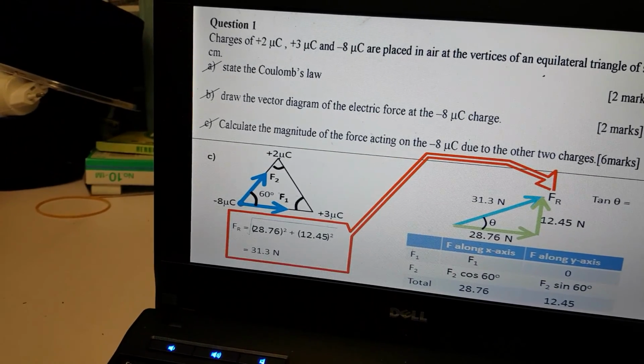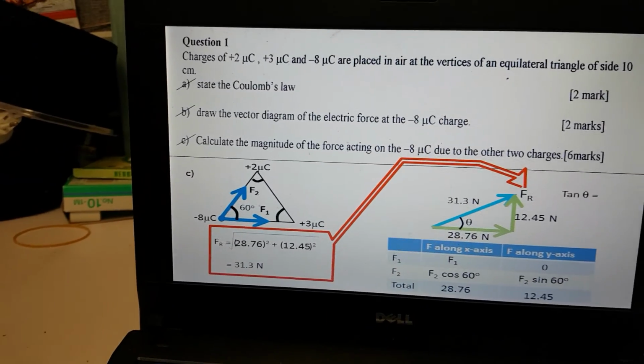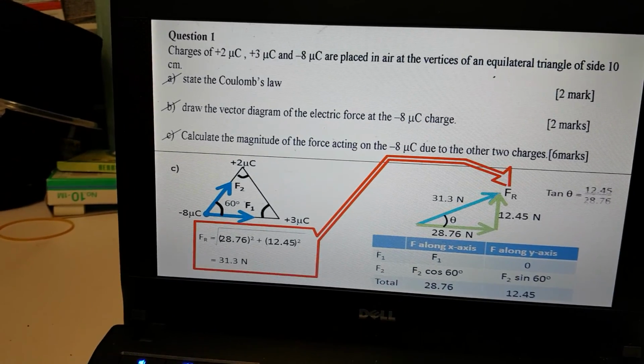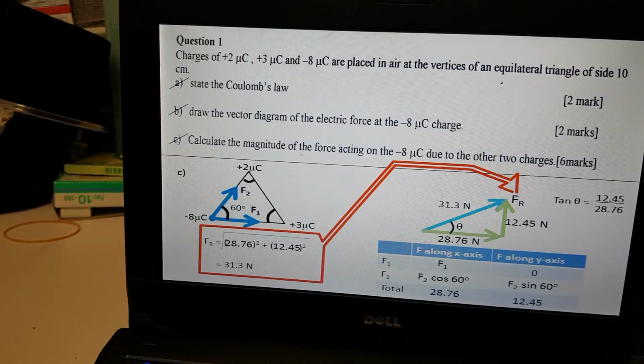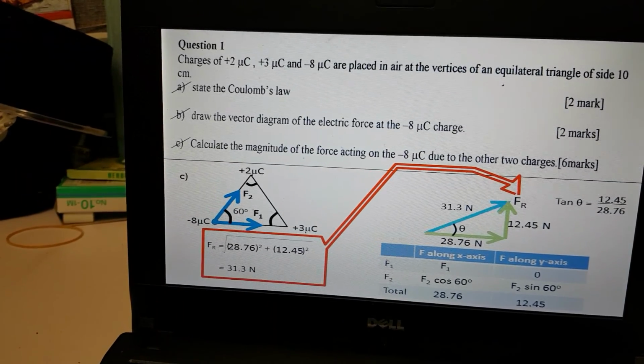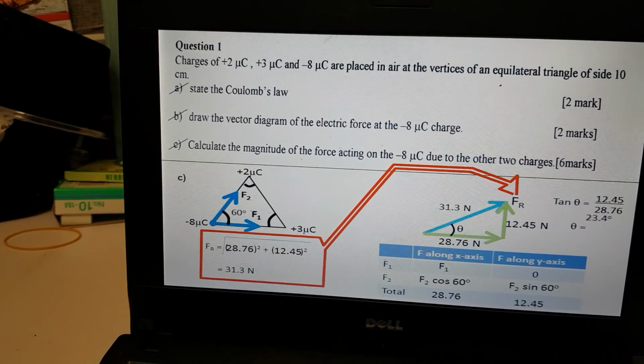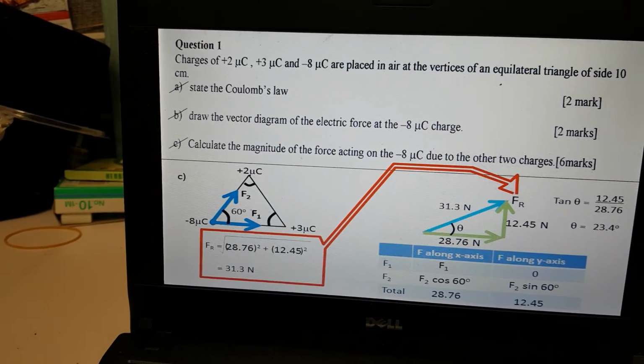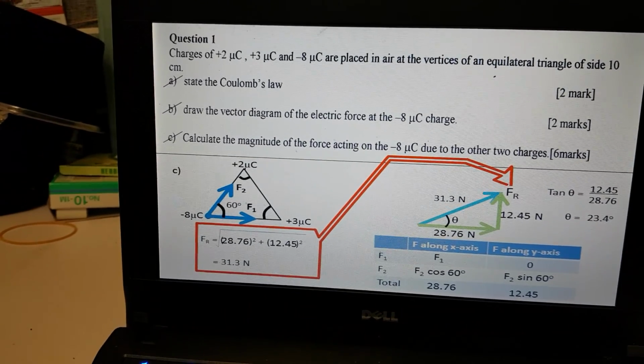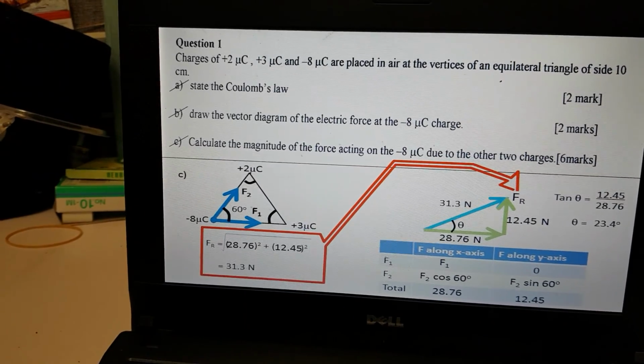So to find the direction, we can use tan theta. 12.45 over 28.76, use the trigonometric ratio. So you get theta equals 23.4 degrees. So that's the answer for question 1.